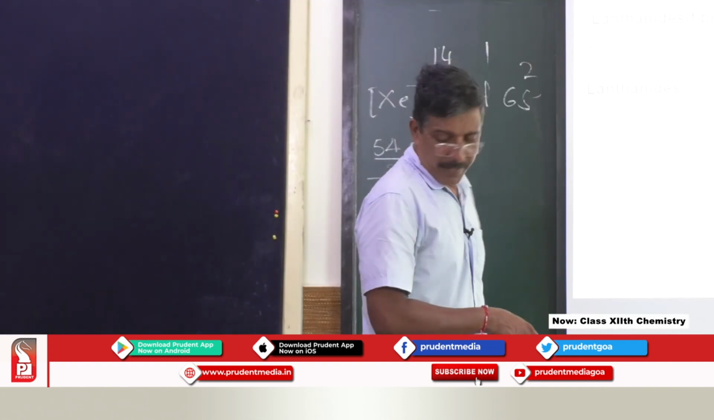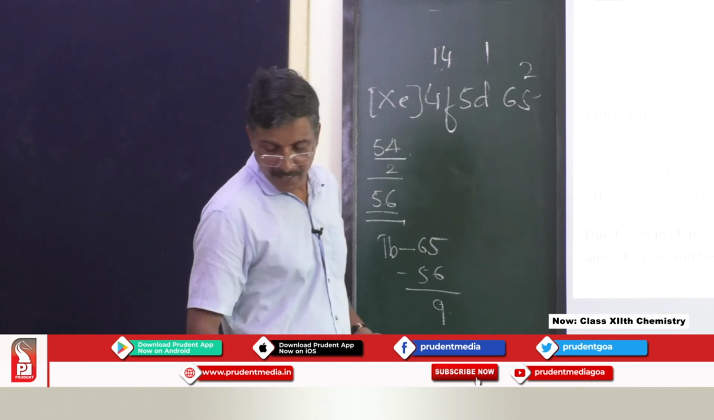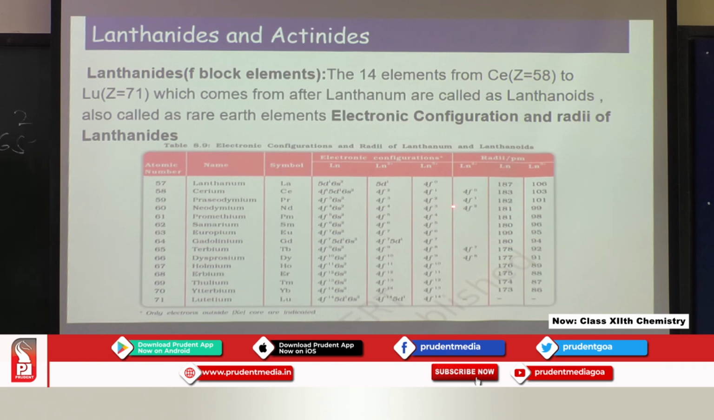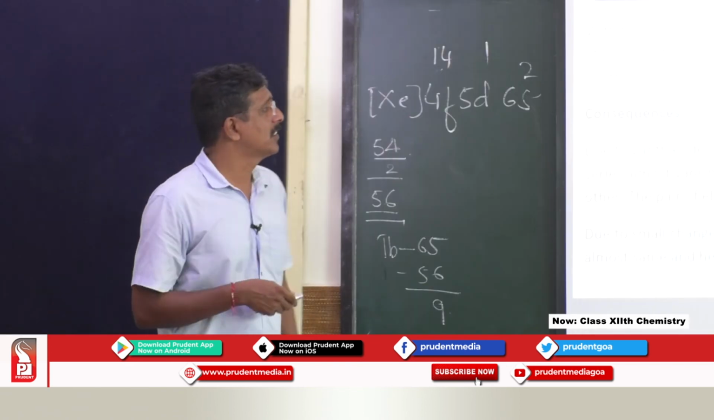Next we will see atomic radii and ionic radii. You see, they keep on decreasing, even in the ionic state as well as in the ground state. With the successive filling of inner 4f orbitals, there is a gradual decrease in the atomic and ionic size of the metals along the series, and this is called lanthanide contraction.